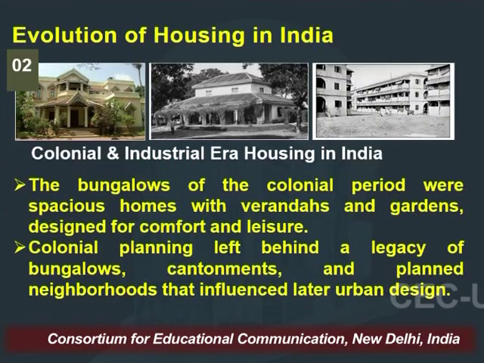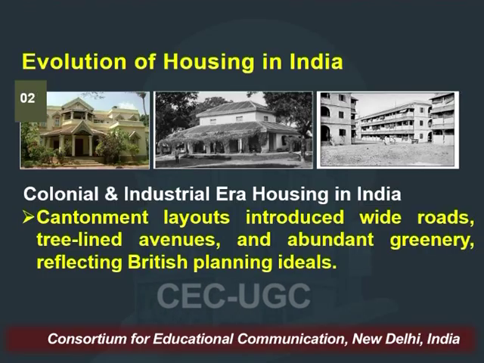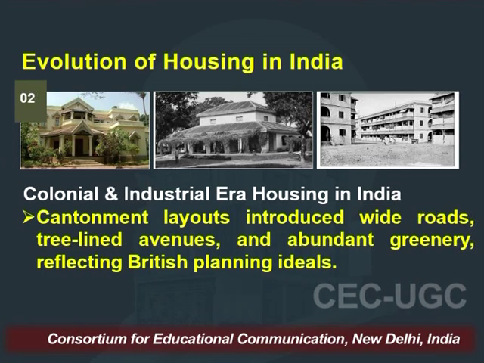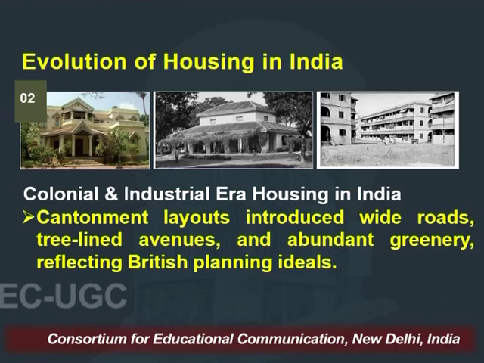Colonial and industrial era housing in India showcased bungalows of the colonial period, which were spacious homes with verandas and gardens designed for comfort and leisure. The colonial planning left behind a legacy of bungalows, cantonments and planned neighborhoods that influenced later urban design. Cantonment layouts introduced wide roads, tree-lined avenues and abundant greenery, reflecting British planning ideas.